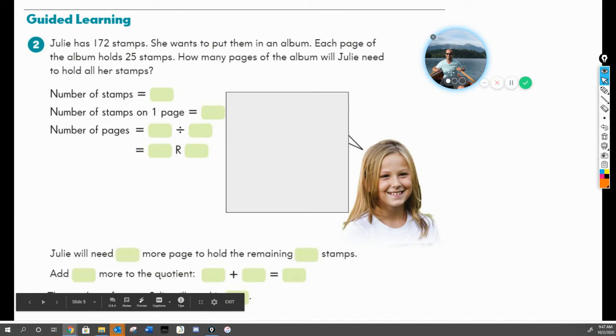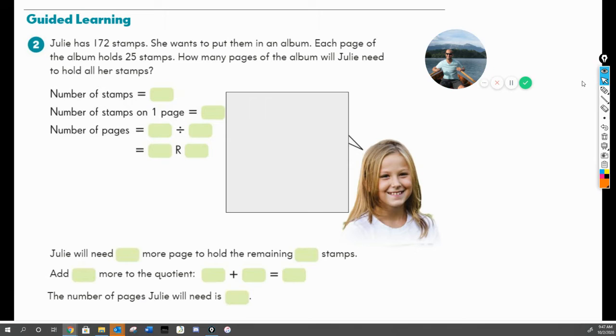Pause me, see if you can figure out Julie's stamp issue, and then I'm going to do my best to rip through it for you. All right, did you follow the steps? Julie's got 172 stamps. She wants to put them in an album. The albums hold 25 stamps. How many pages will Julie need?